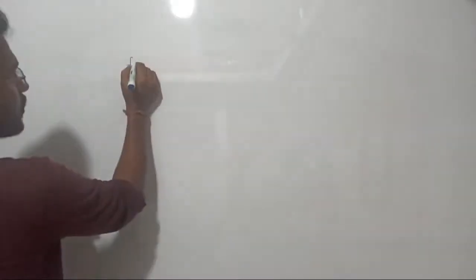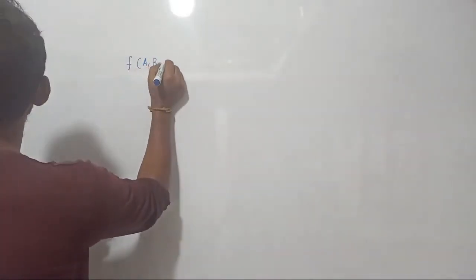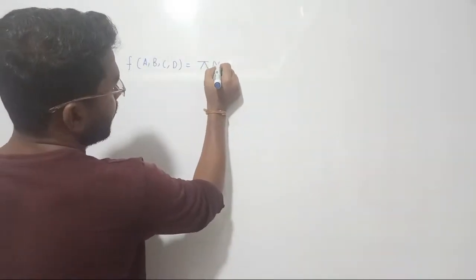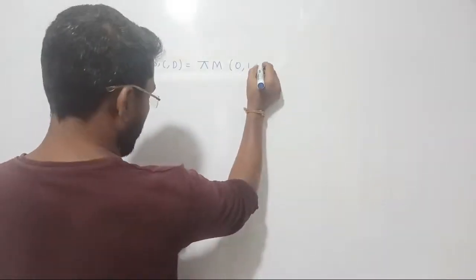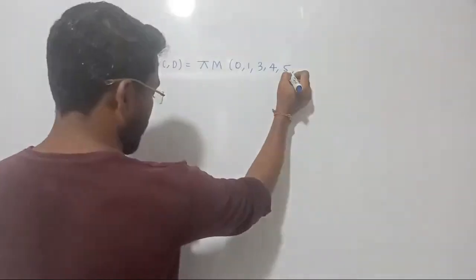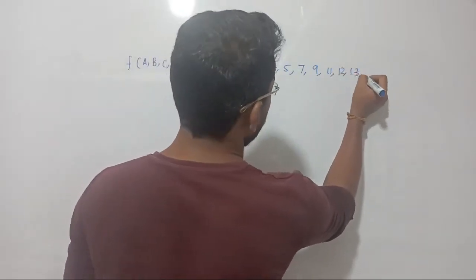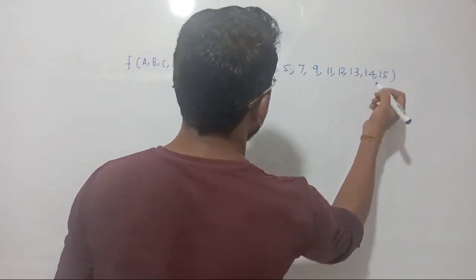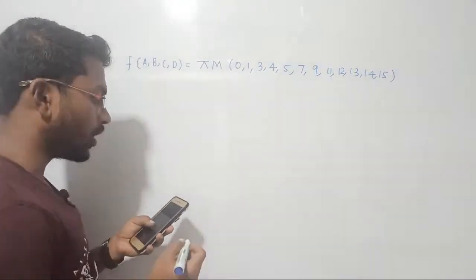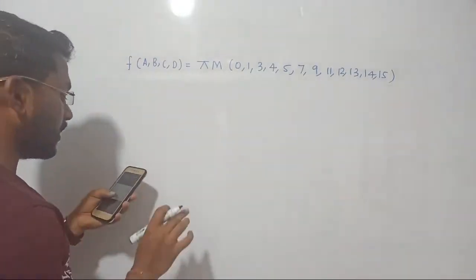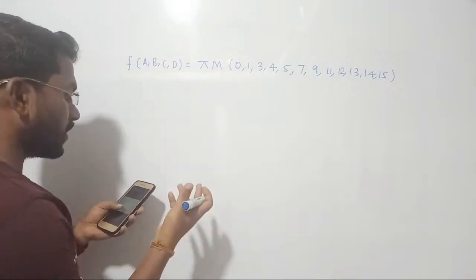What was that function given, right? The function is f of a, b, c, d, which can be considered as max terms. It is clearly given as max terms 0, 1, 3, 4, 5, 7, 9, 11, 12, 13, 14, 15. That is what they have given as max terms. It is a max term representation of a boolean function of ABCD, and A is the MSB and D is the LSB, of course.